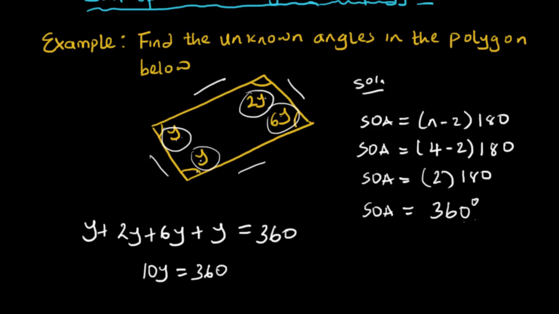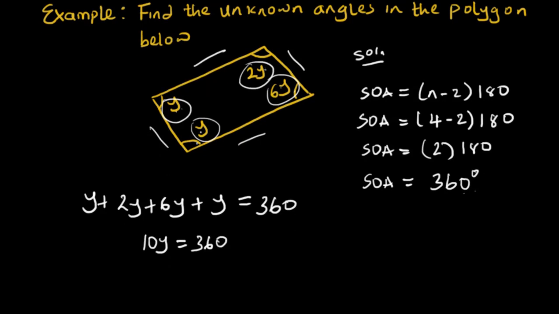Now to find y, we divide both sides by 10. 10 here 1, 10 here 1. I'm left with y equals, 0 cancel 0, 36 divided by 1 will give me 36 degrees. That means the unknown is 36 degrees. But you can see in the question, I was told to find the unknown angles in the polygon below. So not just the unknown, but the unknown angles.